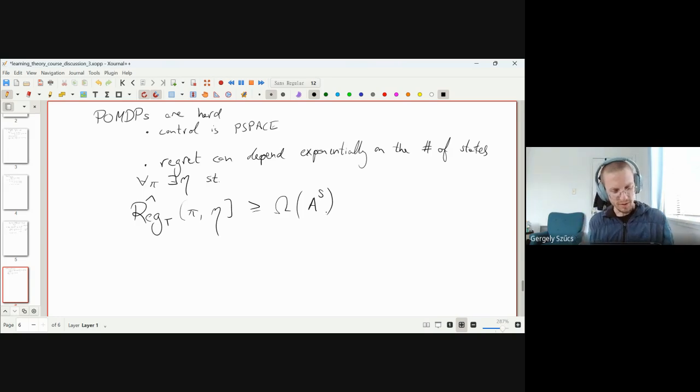Okay, let me think if this is actually true. Maybe it's actually helpful to talk about an example, because I think that's more insightful. Basically, if you have a POMDP, let's say we just have a single observation, so we actually don't see at all what's happening in the POMDP. Then we can define a POMDP which is like this.